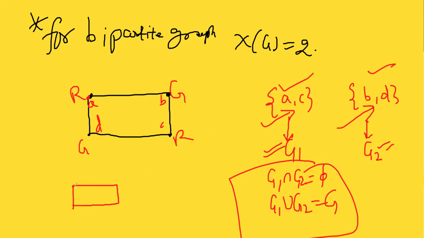Is this a bipartite graph? Let's check. This is A, B, C, D. If it is red, then none of them can be red. This is green. This cannot be green. This can be green. Right? This can be blue. How many colors? So this is not bipartite. Okay? Understood? So you cannot divide into two parts.